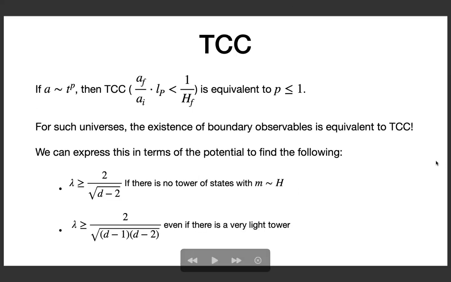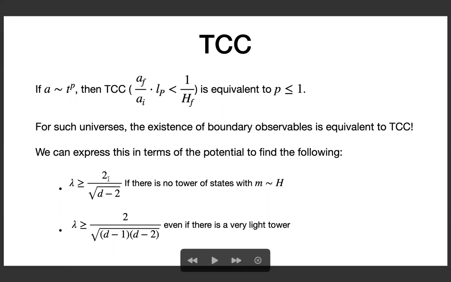So TCC. If you have some scale factor that depends polynomially on time, I'll finish in a few minutes. I know that I'm over time. So if you have a scale factor that depends polynomially on time, in this equation you can clearly see that it corresponds to p smaller than or equal to 1, because 1 over Hubble goes like time, and the left-hand side goes like t to the p. So you want p smaller than or equal to 1. So p smaller than or equal to 1, which is the condition we found before, is TCC for these scalar field cosmologies.